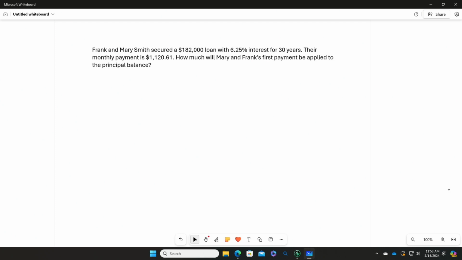In this example, we have Frank and Mary Smith who secured a $182,000 loan with 6.25% interest for 30 years. Their monthly payment is $1,120.61. How much will Mary and Frank's first payment be applied to the principal balance? So, very classic problem that you could see, and it's not that challenging or difficult. What we need to do is just go through some steps.